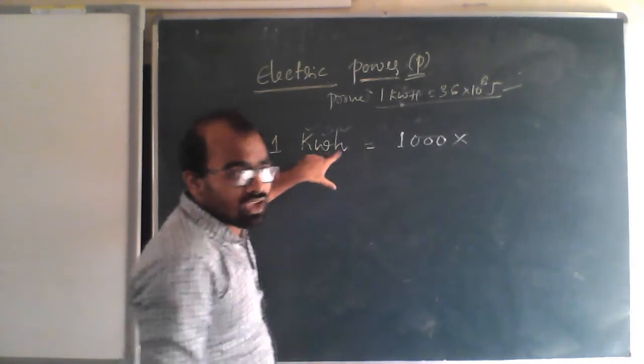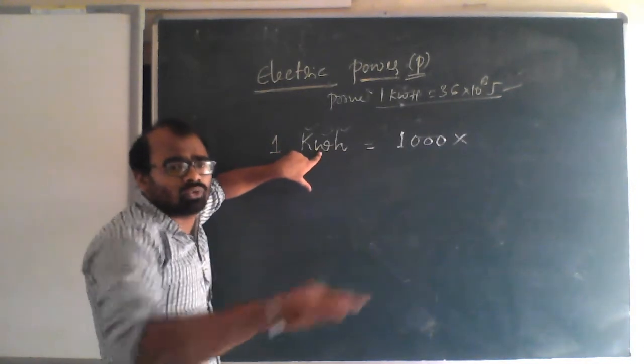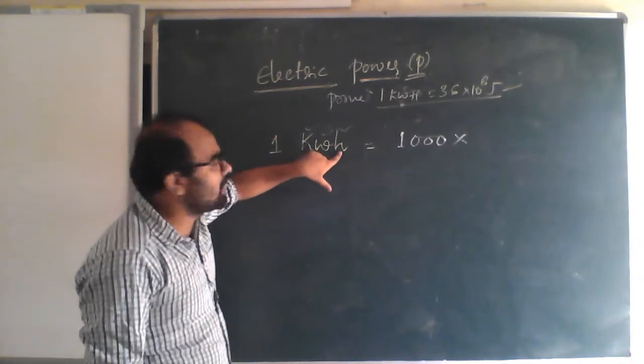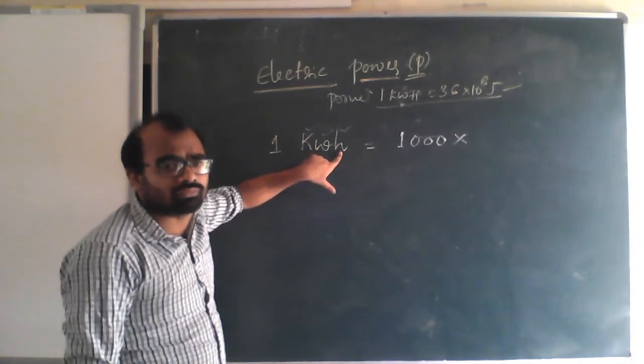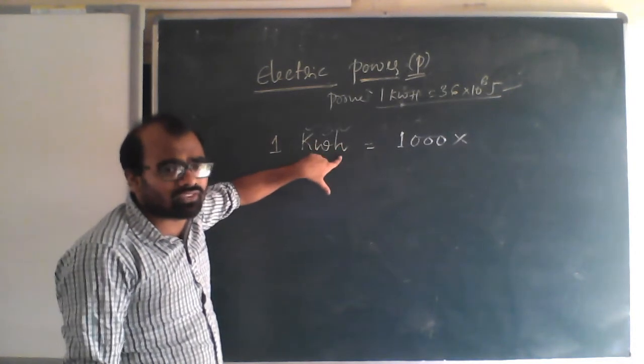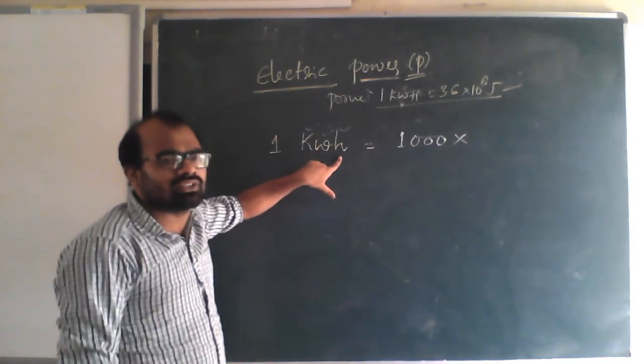1000 watts. Hour means how many seconds? So 1 kilowatt. Kilowatt should be converted to watt, because watt is my SI unit of power, not kilowatt. Hour is not an SI unit of time. Hour means they are measuring time. What is the SI unit of time? Seconds. So let me convert this into seconds.